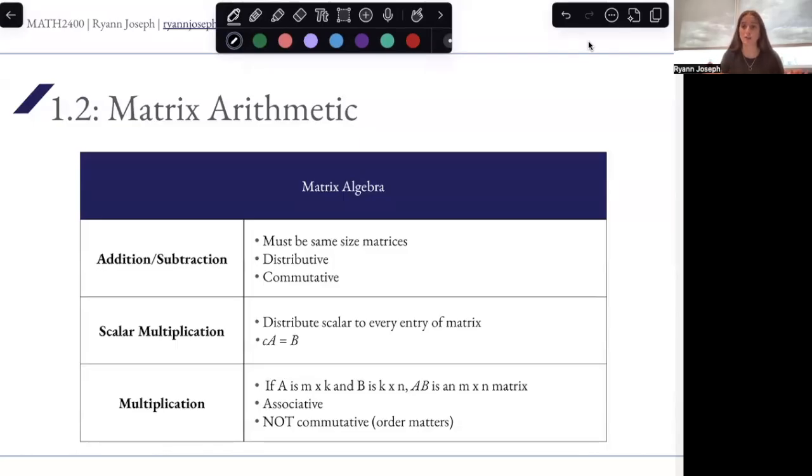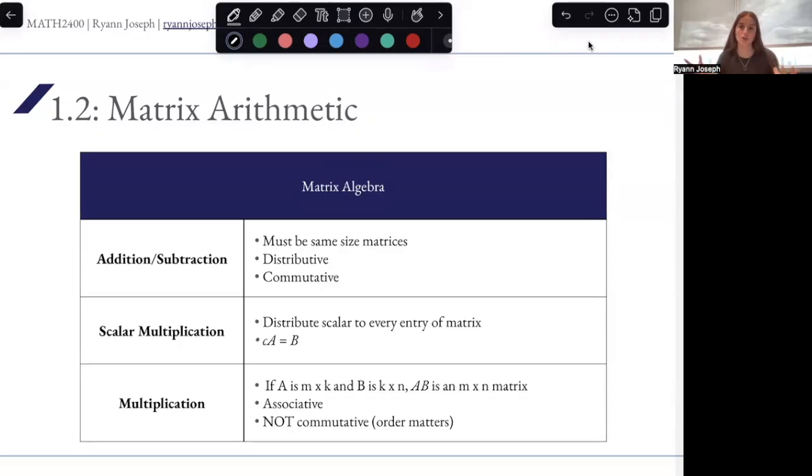It's distributive and it's also commutative. So the order does not matter when you're doing matrix addition. Obviously, subtraction is inherently ordered, like A minus B is probably not the same as B minus A, but addition itself, matrix addition, is commutative.